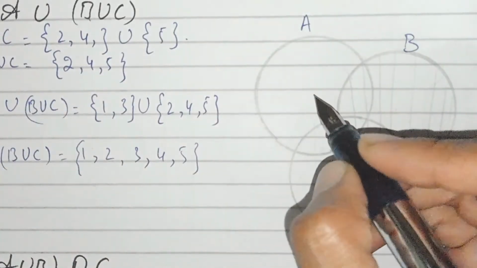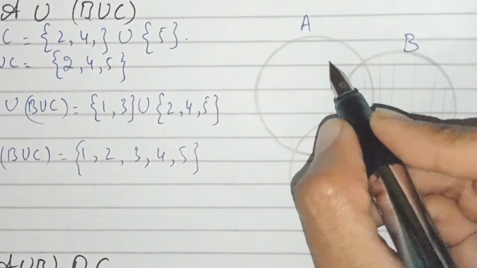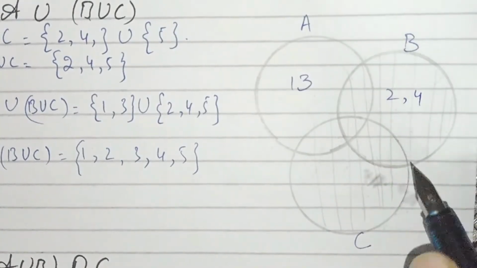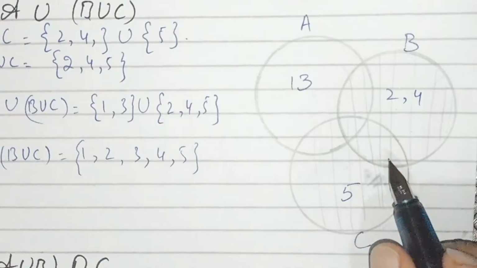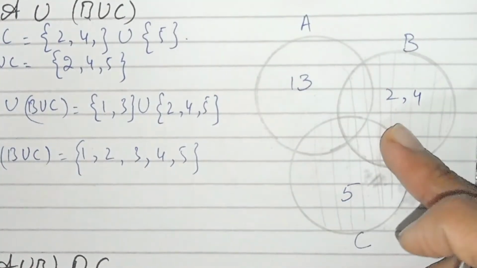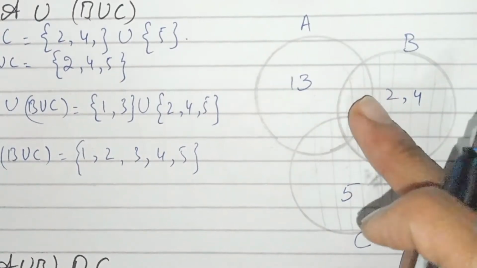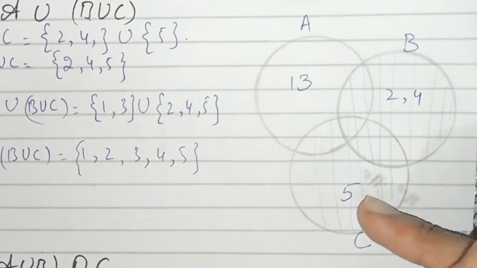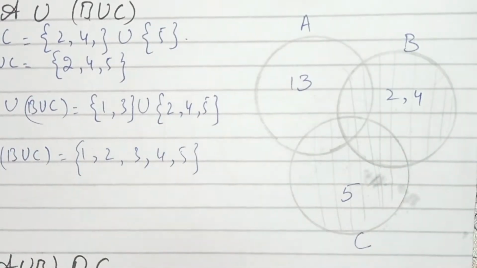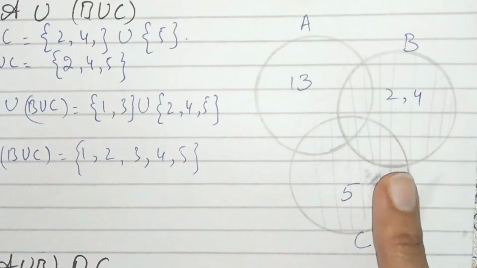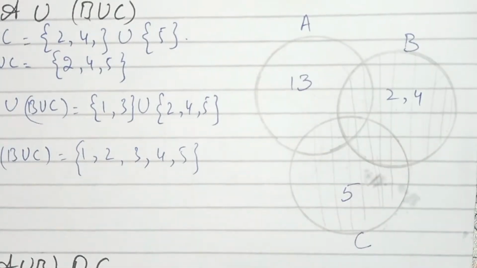Now first we have to write the sets numbering in it. A has 1 and 3, and B has 2 and 4, and C has 5. If anyone has common elements, we have to write in that place. If both sets A and B have 2, then we have to write 2 in this common place. This is the B union C. Now, in the next step, we have to represent A union B union C by the vertical lines.